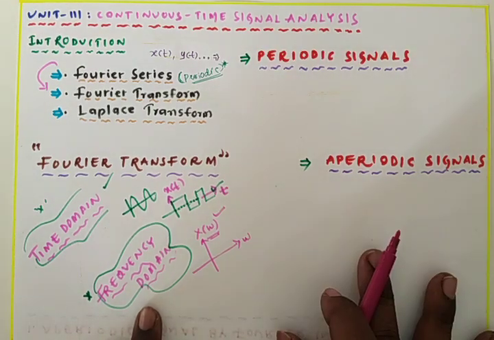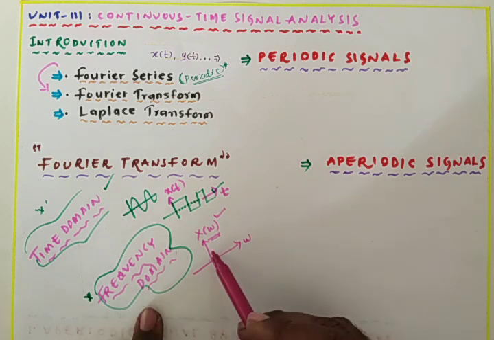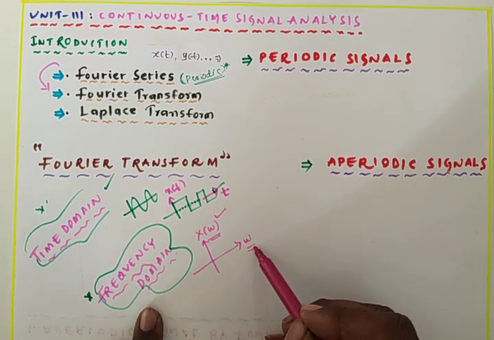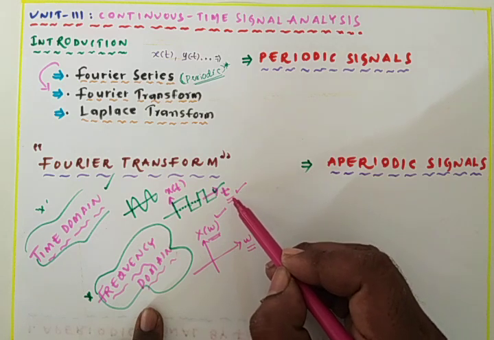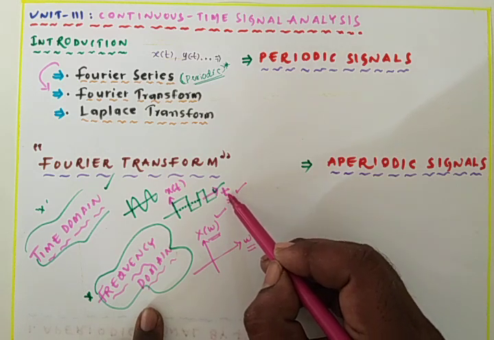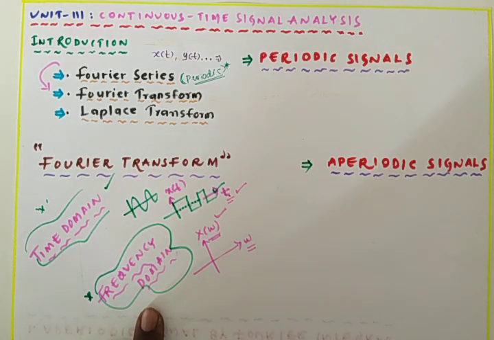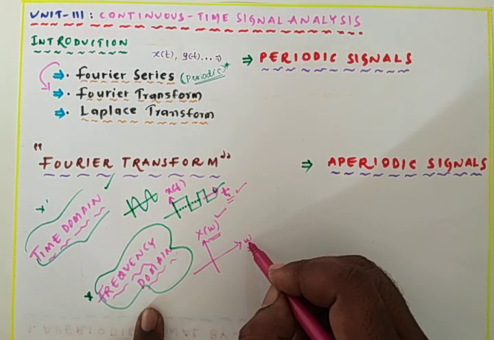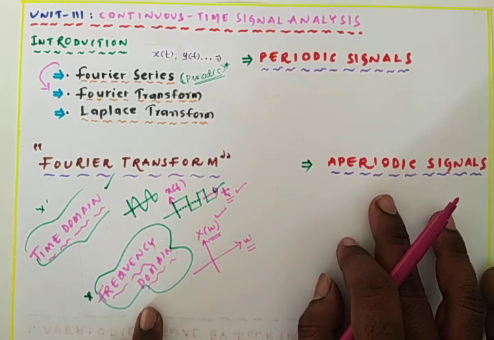That means it is a way of analyzing the signal with respect to the frequency. Here we have studied the behavior of a signal with respect to time. Here we are going to analyze the signal with respect to the frequency, so this type of signal is named the frequency domain.